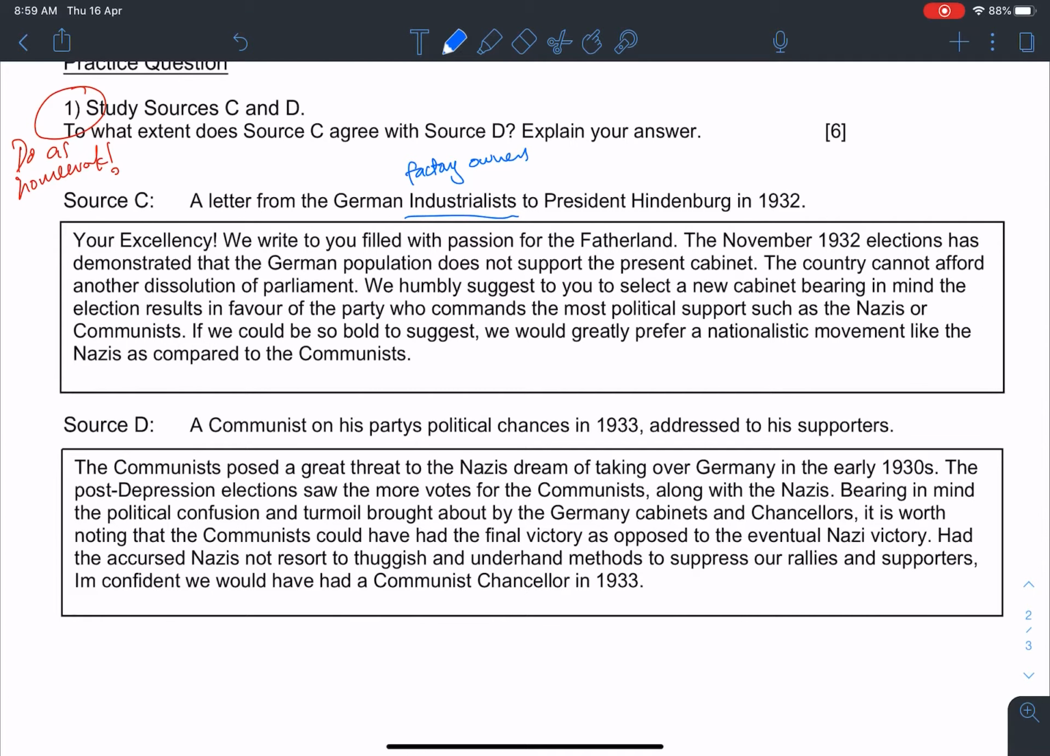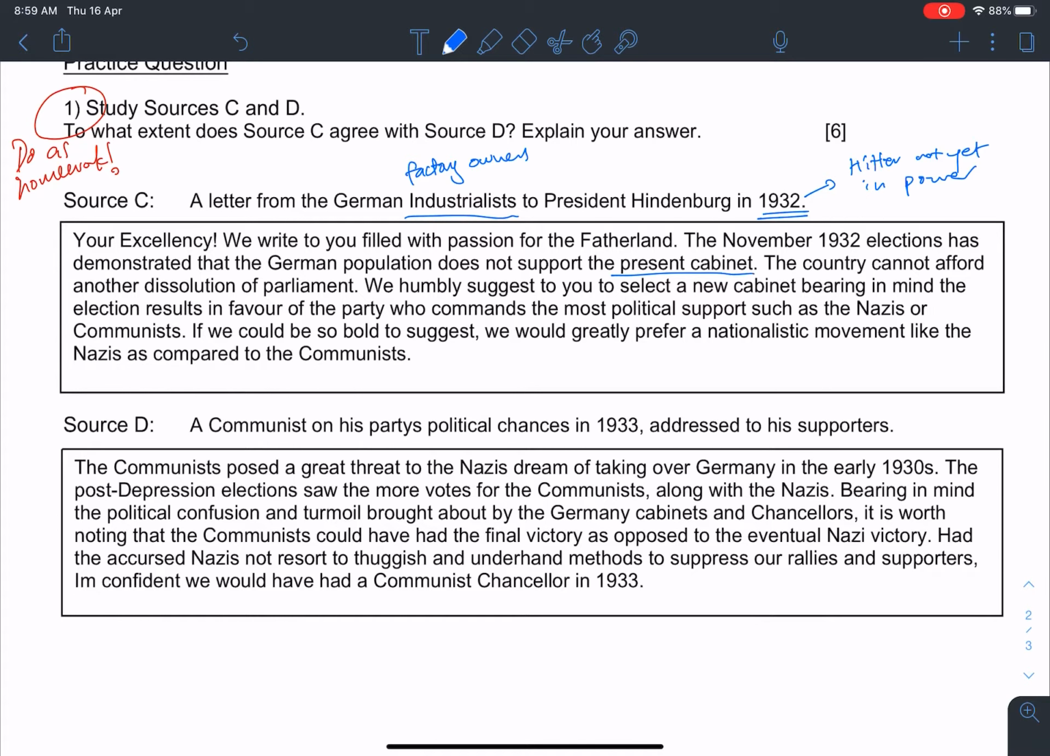And it says to President Hindenburg in 1932. So 1932, Hitler not yet in power. Hindenburg is still there. So I wonder what they're writing to him about, right? Okay, Your Excellency, we write to you filled with passion from the fatherland. The November 1932 elections have demonstrated that the German population does not support the present cabinet.